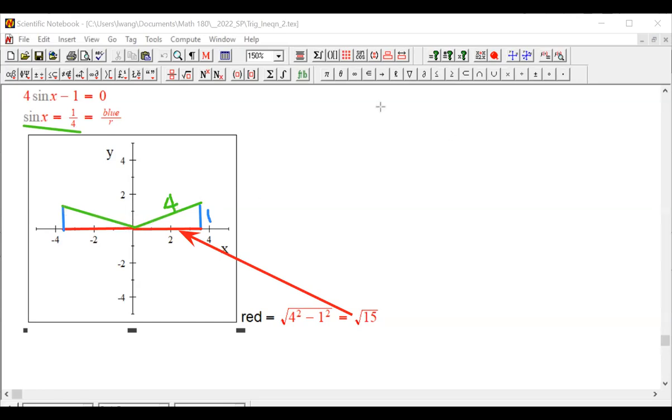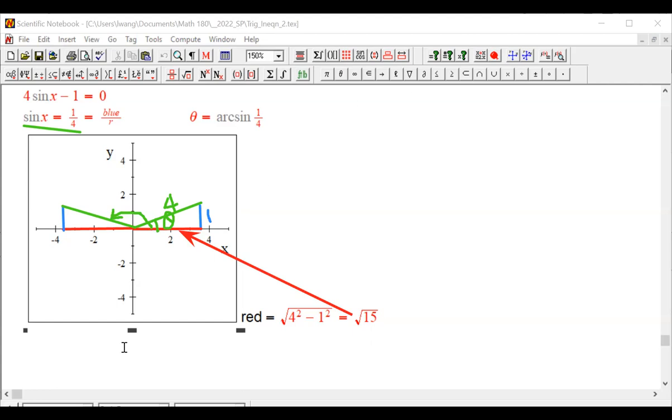So how do we represent these angles? This angle, we're going to call it theta, can be represented as theta equals arc sine 1/4. How about the other terminal? The other terminal would be this, right? So that's going to be pi minus theta.